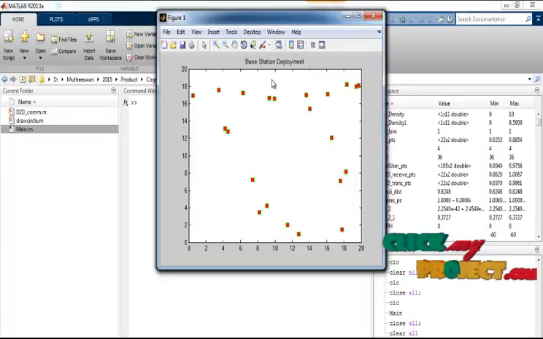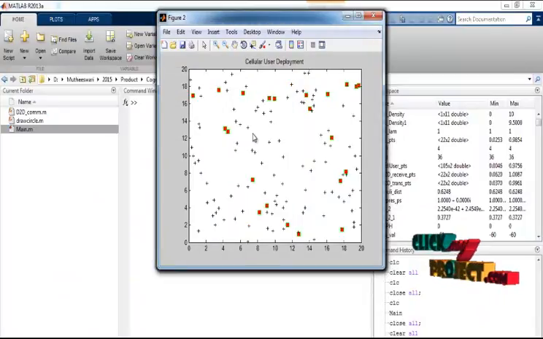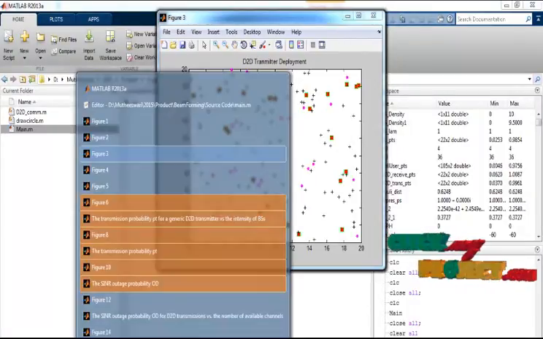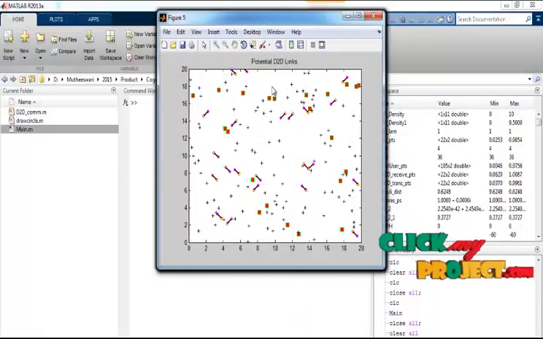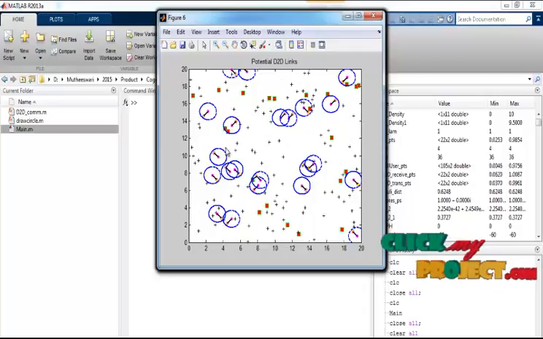This is the representation of base station deployment. We deploy the base stations randomly. This is the representation of cellular user deployment. These are deployed randomly. And this is the device to device transmitter deployment. And this is the device to device receiver deployment. This orange node represents the device to device receiver. And these are the potential device to device links between device to device transmitters and receivers. And these are the potential D2D links with the radius representation.